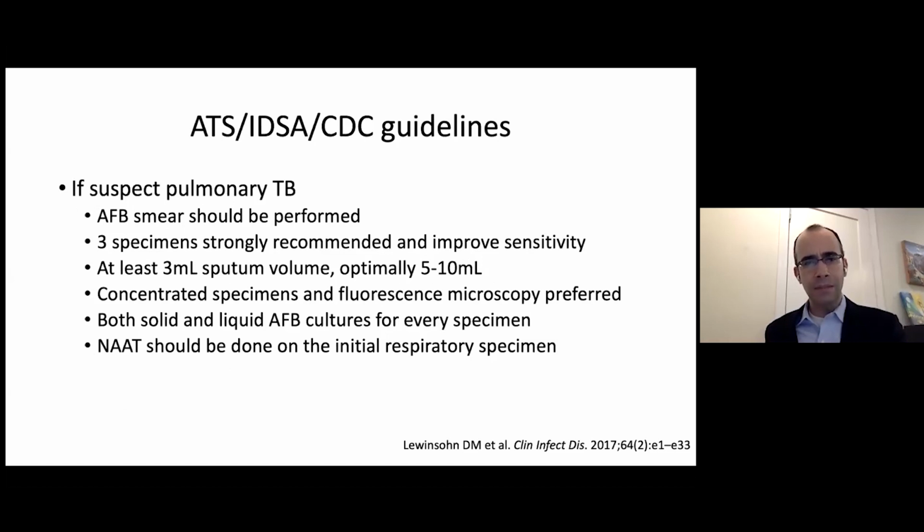If you suspect pulmonary tuberculosis, what should you do? You need to get 3 specimens for AFB smear, at least 3 ml of volume and optimally 5 to 10. In the lab for smears, concentrated specimens and fluorescence microscopy is preferred. All the specimens would be cultured in both solid and liquid medium. And there's also a recommendation that nucleic acid amplification tests, or NATs, should be done on the initial respiratory specimen.